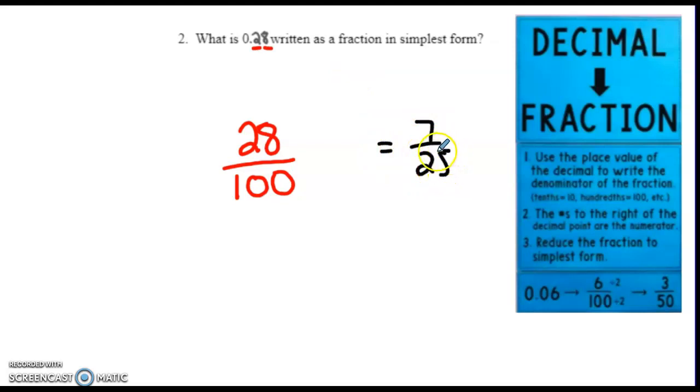If you didn't want to use a calculator, you would have to say, okay, what can I divide each of these numbers by? I know I can divide 28 by 4. I know I can divide 100 by 4. And that's how you could get 7/25. But again, if you are good with your calculator, then you can just use Desmos.